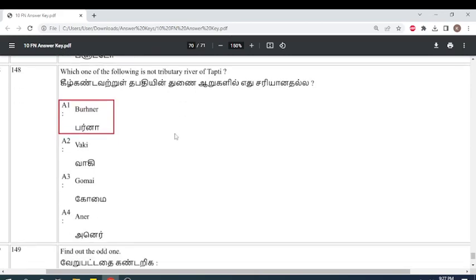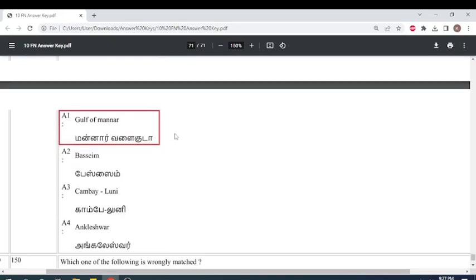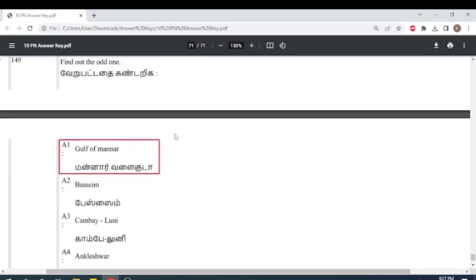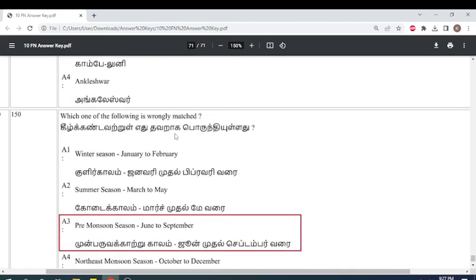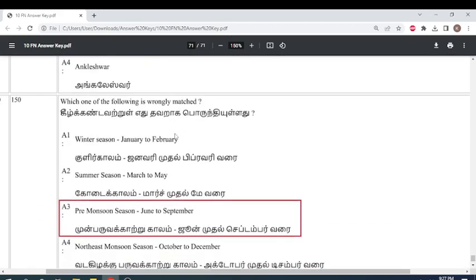148 question answer A1. 149 question answer A1. 150 question answer A3.